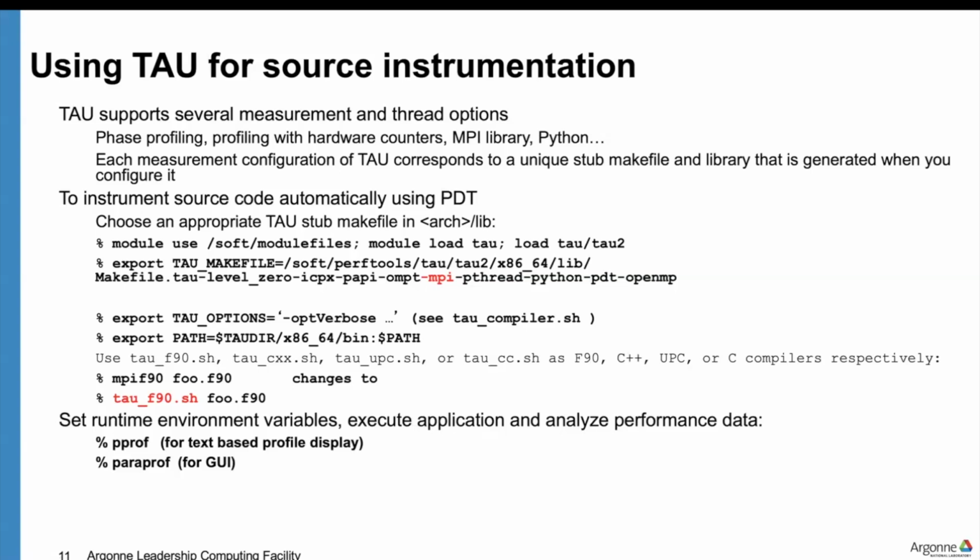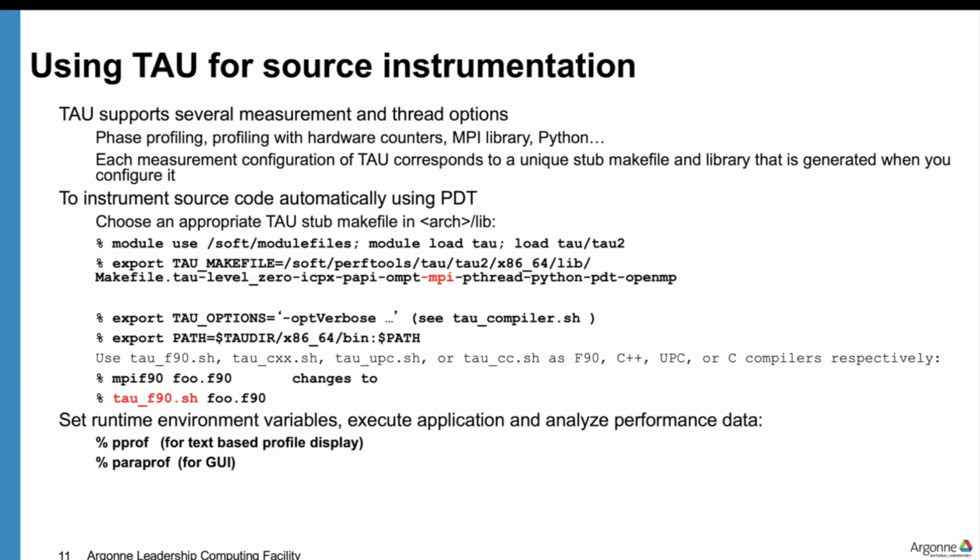So in short, when you configure Tau with support for, say, Python or MPI library or PAPI, it creates a unique configuration. And each time you configure Tau, it creates a unique stub makefile, which is located in the architecture lib directory. It starts out with a Makefile.tau name with all these tags which represent how you configured Tau. And correspondingly, there is a shared directory where a libtau.so shared object resides.